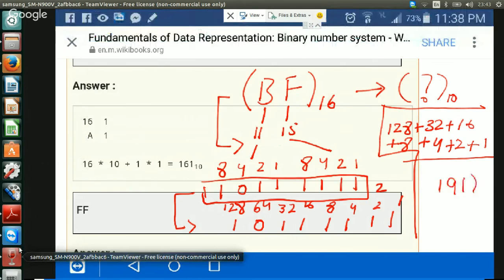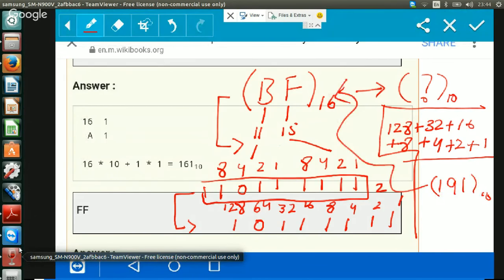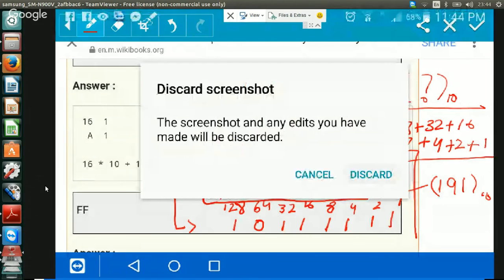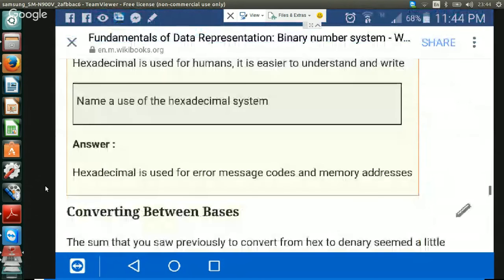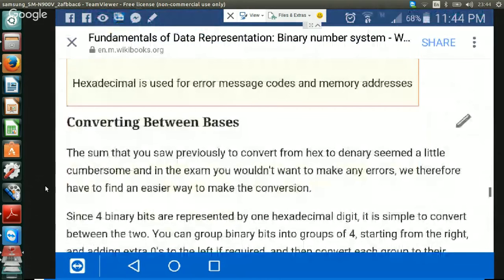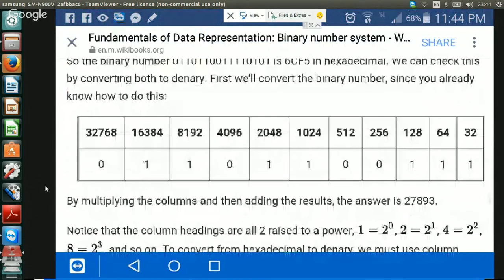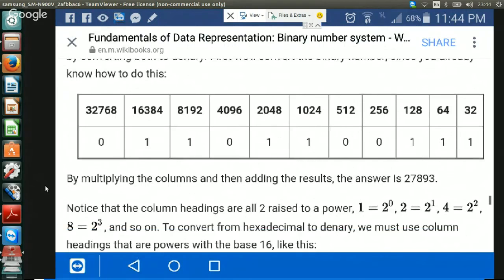191. This is the decimal equivalent of this number. Just go Google and find it. What is this BF equal to? It's pretty simple. So, all right. This is how you're going to do that. Converting between bases, we have done it already. Oh, it's a pretty long number. They are not going to give you a number larger than 8 bits. So this is just for practice, but you can leave it as well.